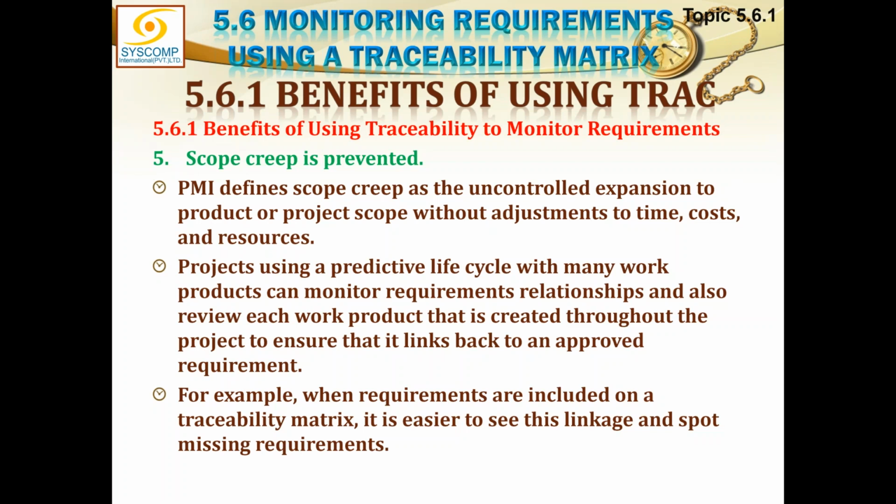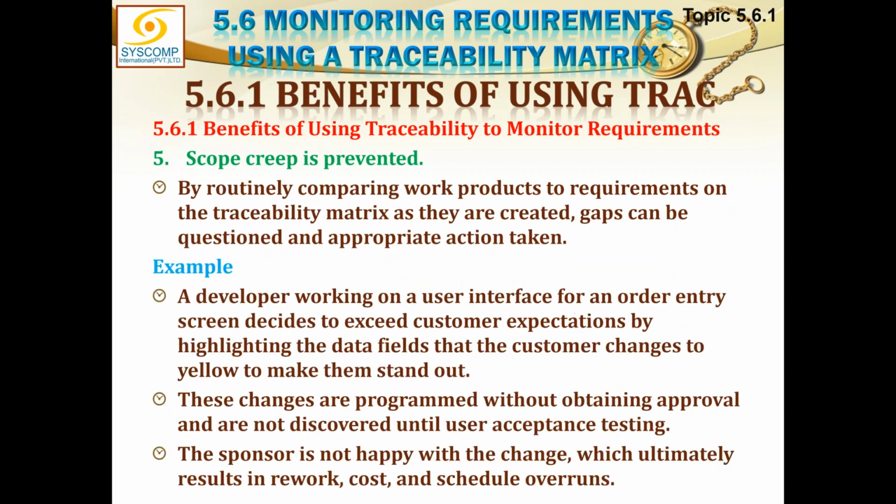Projects using a predictive lifecycle with many work products can monitor requirements relationships and also review each work product that is created throughout the project to ensure that it links back to an approved requirement. For example, when requirements are included on a traceability matrix, it is easier to see this linkage and spot missing requirements. By routinely comparing work products to requirements on the traceability matrix as they are created, gaps can be questioned and appropriate action taken.